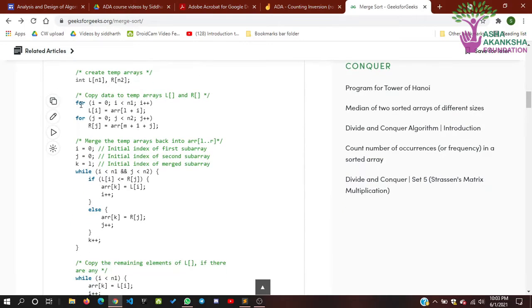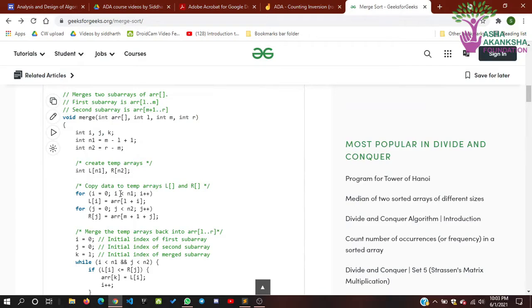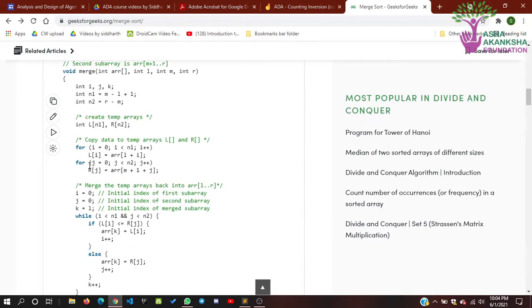Now this is the main part of the merge sort. We just go over the main ARR array and copy the elements of the left half in the L array that we created, and similarly we copy the elements of the right half in the R array that we created.